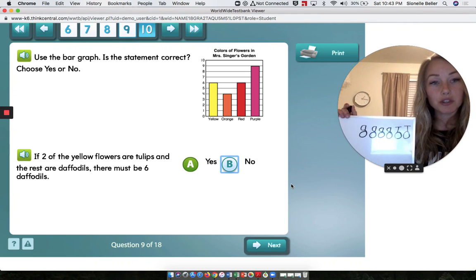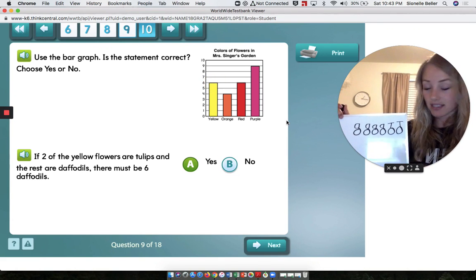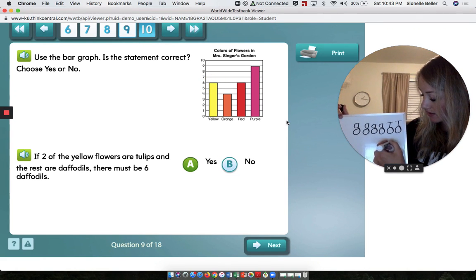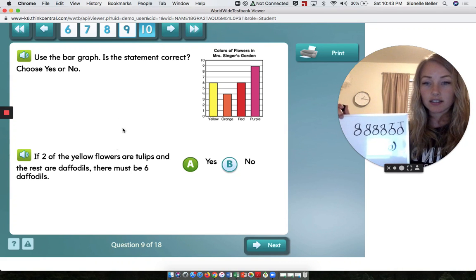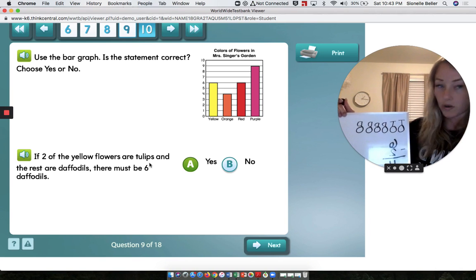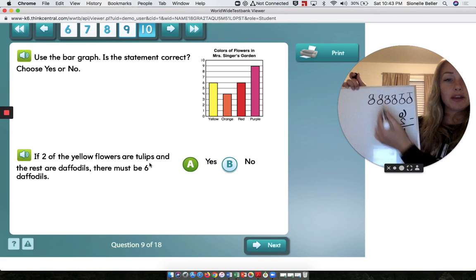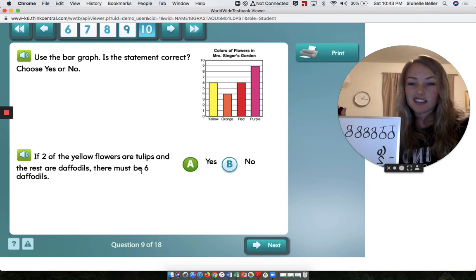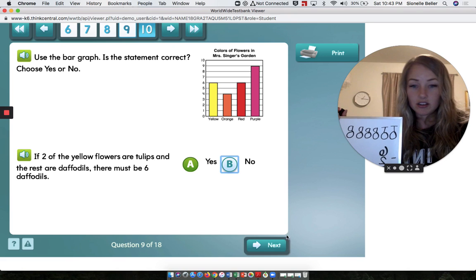If you wanted to do an equation for that, you would write 6, because that's how many total yellow flowers there are. And you would take away the tulips to see how many daffodils there are. If we look at our problem over here, it says if 2 of the flowers are tulips. So if we take away 2 flowers, because those are tulips, 6 minus 2 is 4. Okay, is that the same as we got up here? 1, 2, 3, 4. So either way gets you the number 4. This says there's 6, but we know the answer is 4. So no, this is not correct.